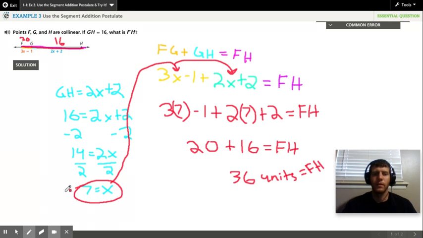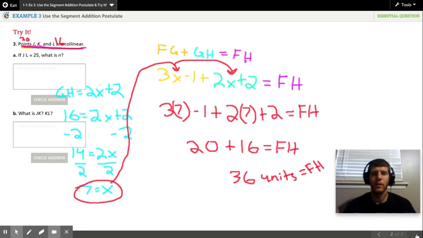Okay, and now you have a try it. So you come down here to this little arrow, and you would hit over, and they give you the try it, which you're then going to fill out in your workbook, or if you don't have the workbook yet, a separate sheet of paper.